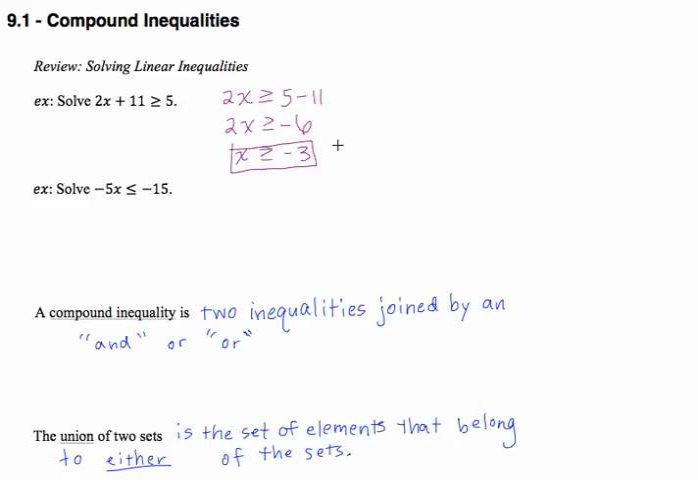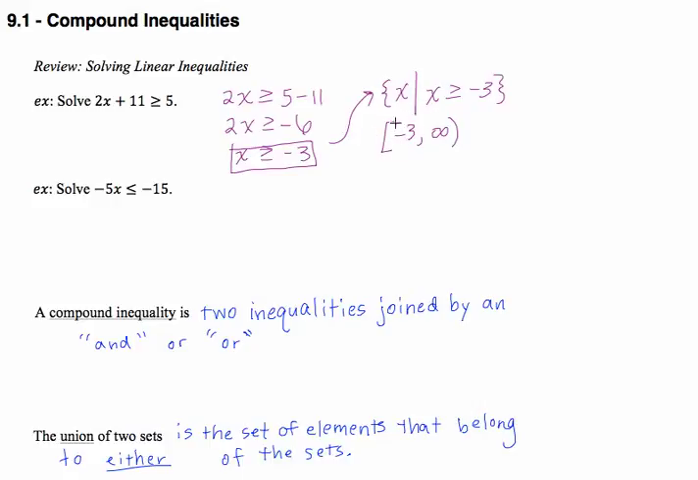Now in formal notation, of course, you would write it either in set builder notation, which would say the set of all x such that x is greater than or equal to negative 3. Or you could use interval notation and say that it goes from negative 3 to infinity. And you can check your answer by plugging in a point and seeing if it works.